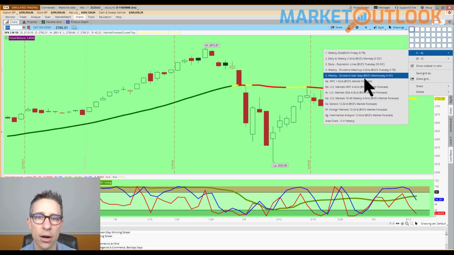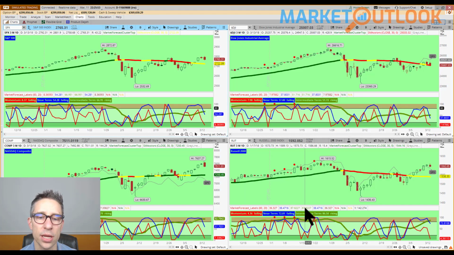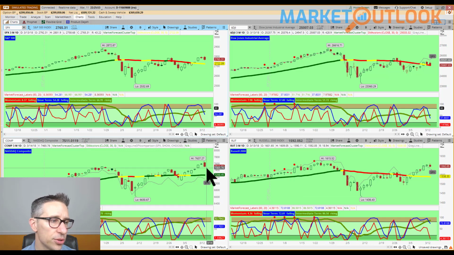All right, let's take a look at our next chart setup, and this is going to be our 4-grid here. Again, using that market forecast indicator to get our cues from. And what I wanted to point out was down below here, the Nasdaq in the lower left. You'll notice that was a pretty ugly day for the Nasdaq. It was down over 1% on the day.